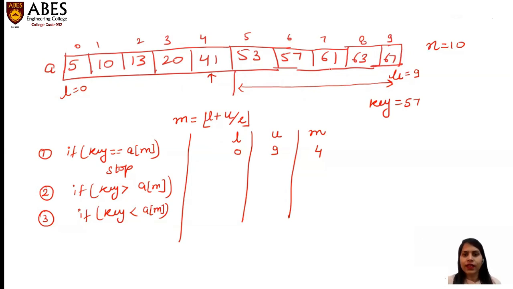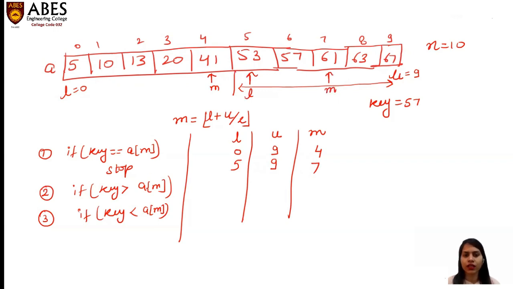Now, again we have to divide this sub-array into two parts. Again, we have to find the middle element of this sub-array. In this case, we have to shift this L from here to here. Now, this L value is m plus 1. So, next time, the L value is 5, that is m plus 1. Upper value is 9. Again, we will find m, that is 9 plus 5 divided by 2. We will get 7. The next time, the middle value is 7.